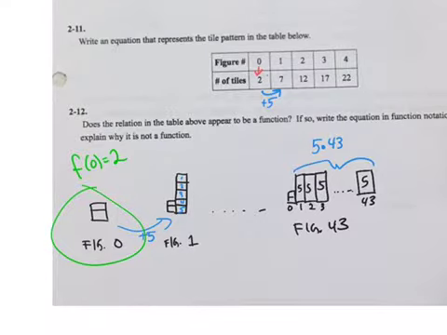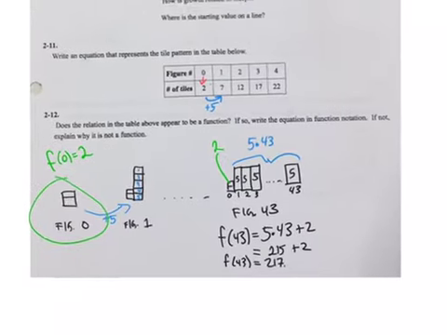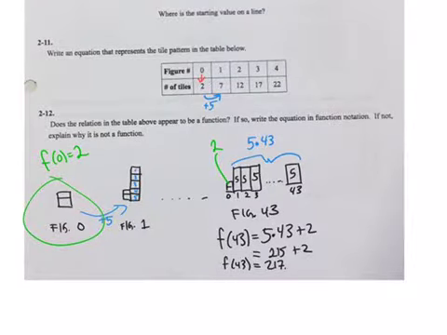That's 5 times 43 total tiles, plus the 2 we started with. And so figure number 43, input 43, output 5 times 43 plus the 2 we started with. And that's equal to, what, 215 plus 2, I think? So 217. And so the strategy here, in general, is to write an equation for this linear function that inputs something and outputs something.